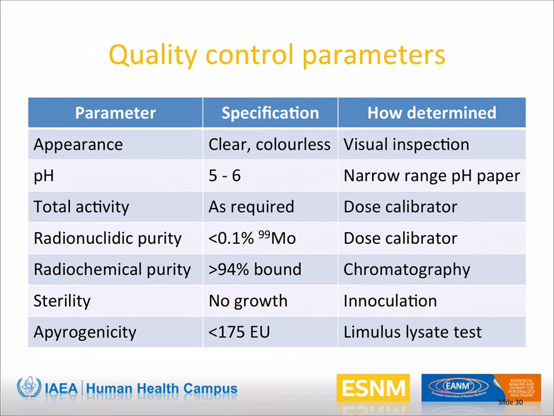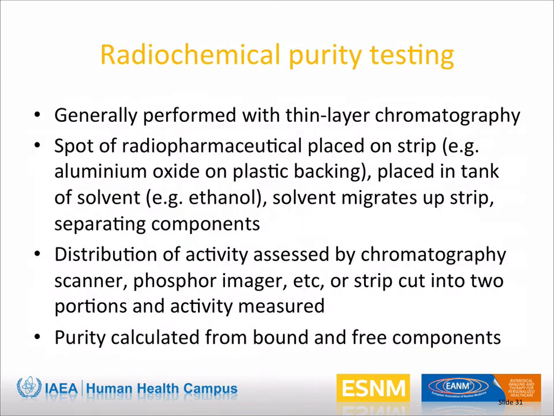Once the labeling reaction has taken place, we have to check that the product meets a variety of quality control parameters. A number of them are measured quite easily, as we can see in this table, but we'll talk a little bit more about radiochemical purity testing. Generally, for technetium radiopharmaceuticals, we use thin layer chromatography, which involves placing a spot of the radiopharmaceutical on a strip. In this case, for sestamibi, it's aluminium oxide on a plastic backing. The strip is then placed in a chromatography tank with some solvent, in this case ethanol.